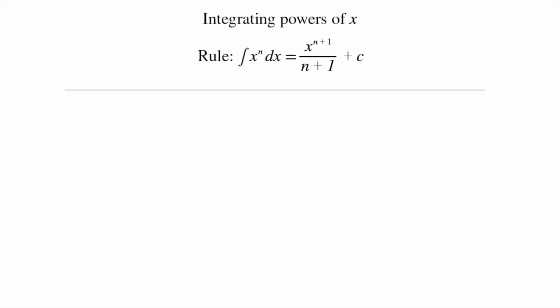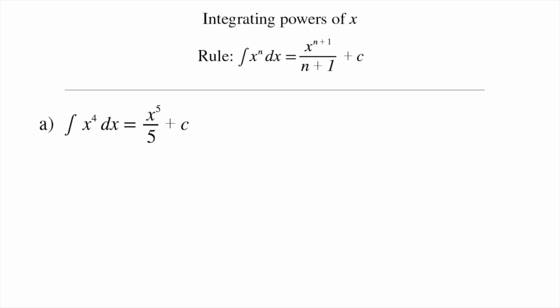In our first example, we have integrate x to the power 4 with respect to x. Just using the rule, it's x to the power 4 add 1, which is 5, divided by the new power, which is 5, plus c, so that's our answer.